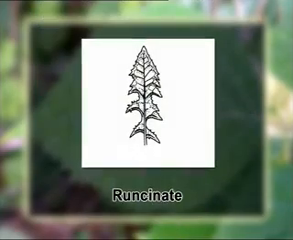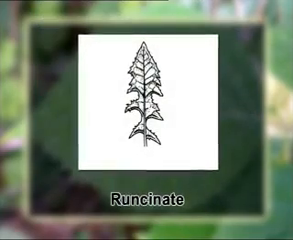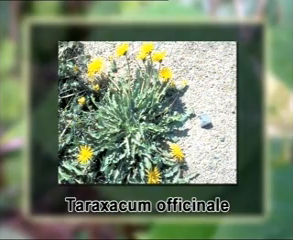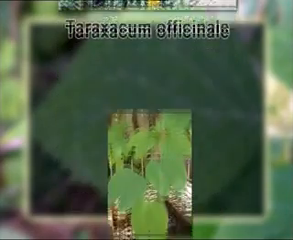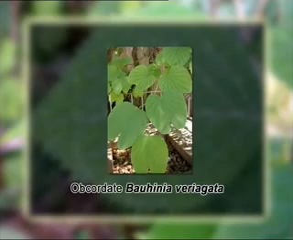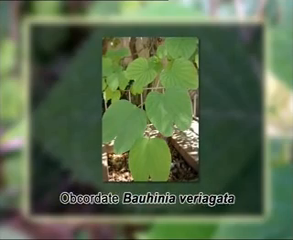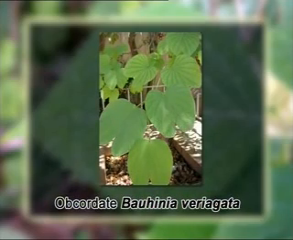Runcinate, these are coarsely serrate to sharply incised with the teeth pointing towards the base. For example, Taraxacum officinale. Obcordate, reversed cordate, that is, the base is rounded or cuneate but deeply notched at the tip. For example, Bauhinia variegata.